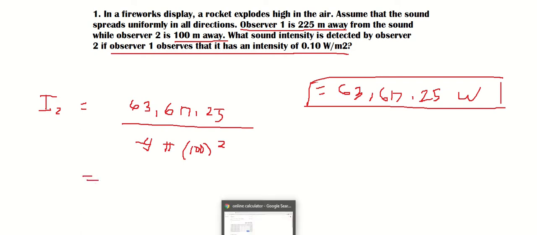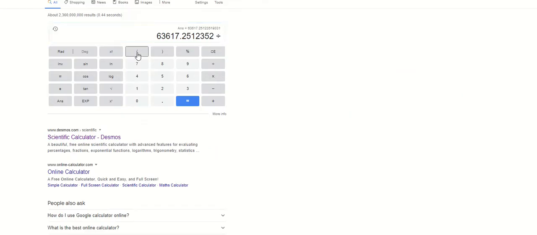Ayan. So, diretso na tayo. I-divide natin siya by 4 times pi times 100 raised sa 2. Ayan. So, nakuha nating sagot is 0.51. Siguro kung round off natin into 2 decimal places, 0.51 na lang.